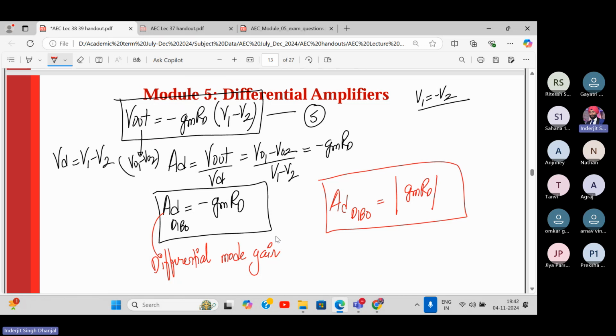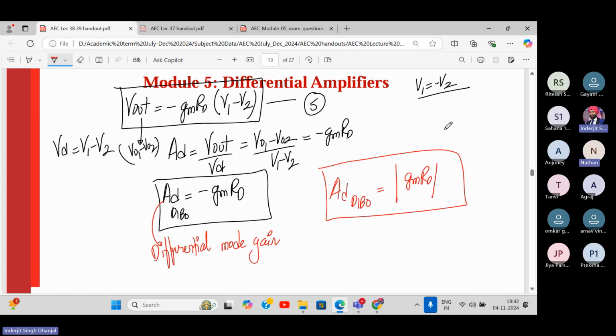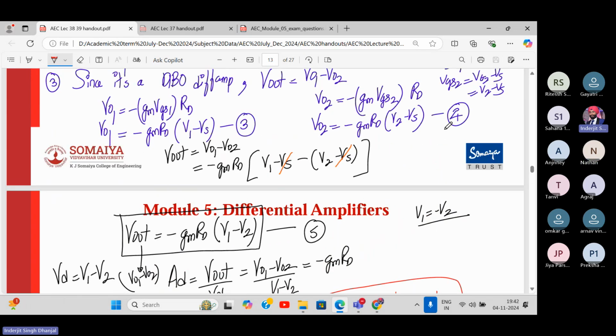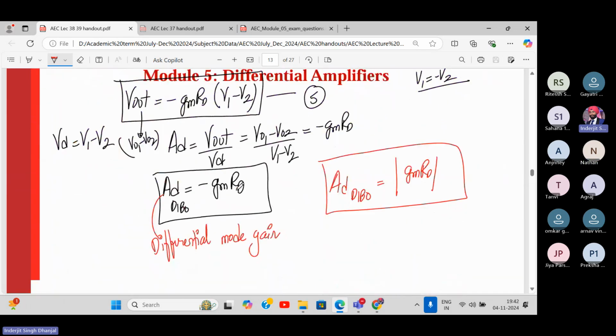Understood this? Yes or no? Hello, students. Have you understood? This was the step we have arrived at, right?